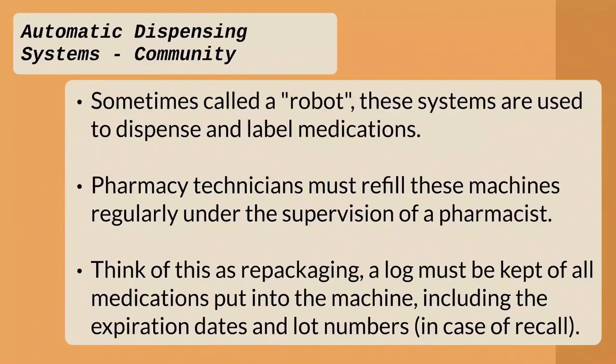You may also use automatic dispensing systems in the community to manage your inventory. They're sometimes called a robot, and these systems are used to dispense and label medications. Pharmacy technicians must refill these machines regularly under the supervision of a pharmacist. So think of this as repackaging. A log must be kept of all of the medications that are put into the machine, including the expiration dates and lot numbers, just in case there's a recall.